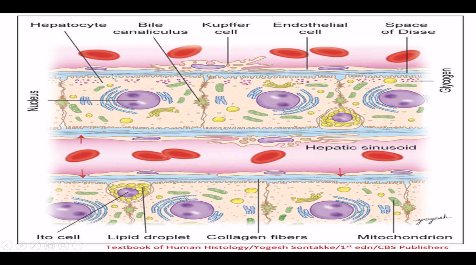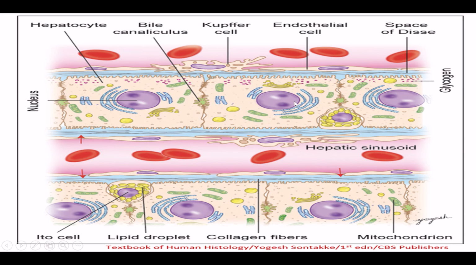You can see here the sinusoidal surface, where you can see the microvilli, which are in relation to the space of Disse. The space of Disse is the space between the hepatic sinusoids and the hepatocytes. And here you can see the sinusoids, which are lined by discontinuous endothelium with a discontinuous basal lamina. Here you can also see the Kupffer cells, which are present within the sinusoids, acting like macrophages. And in the space of Disse, you can see the Ito cell, which is concerned with the storage of vitamin A and lipid metabolism.